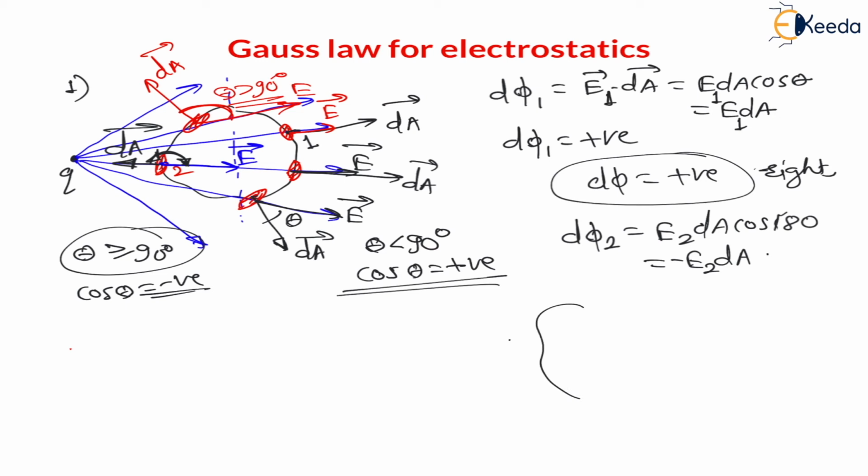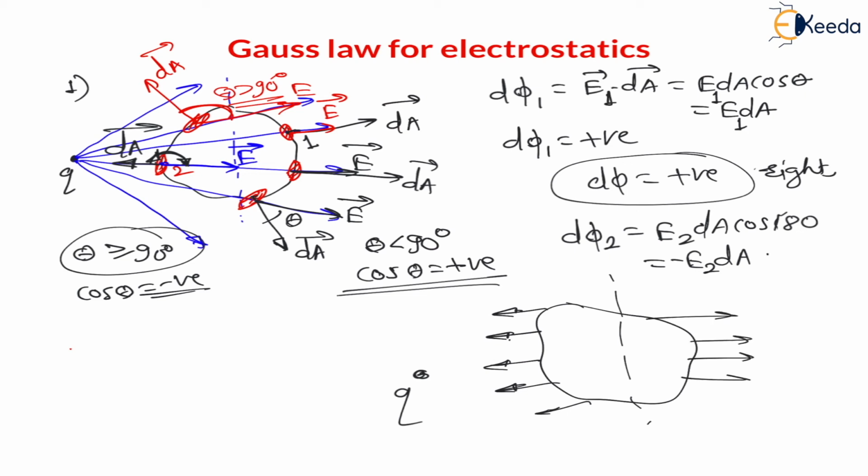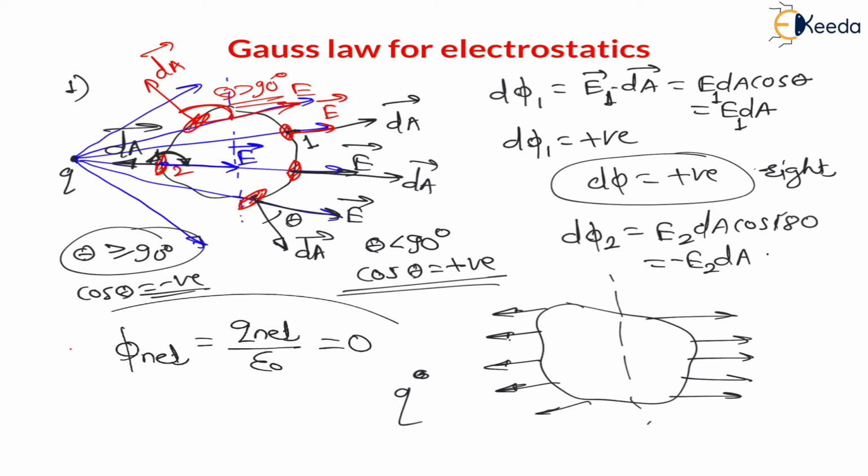Let us understand the shape is like this, and a charge is kept here. Now half the flux will go in this direction and half in this direction, and this half will cancel that half. The net flux, which is nothing but q inside net divided by epsilon naught, is equal to 0, because there is no inside charge. This q is an outside charge, therefore phi net will be 0 in this case.